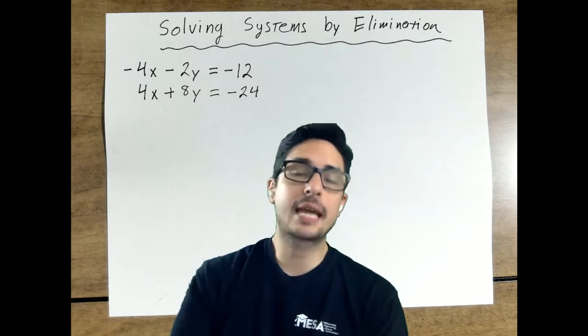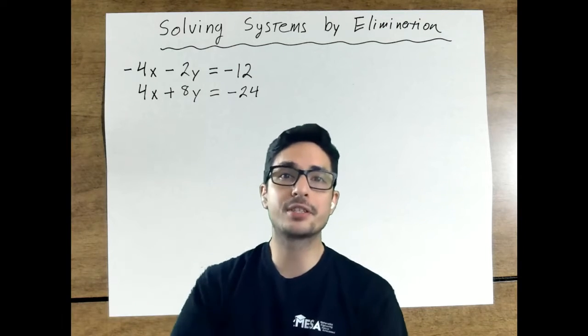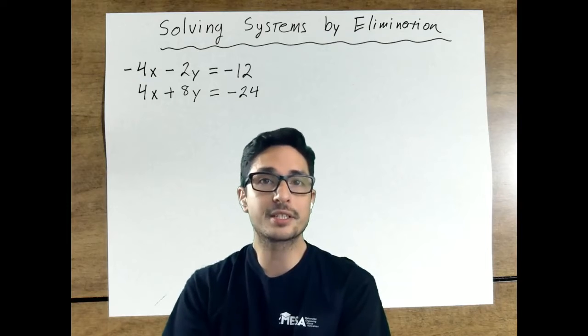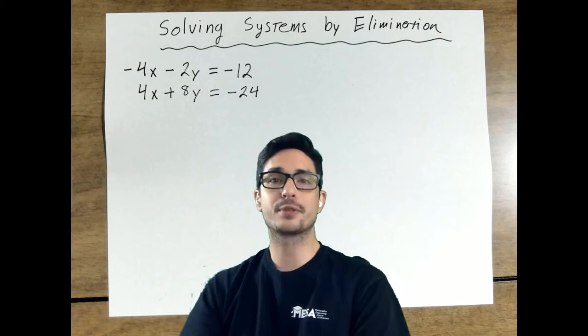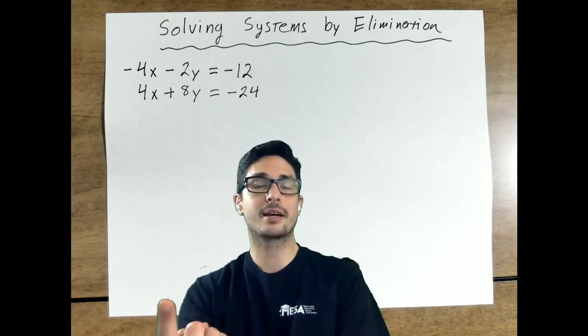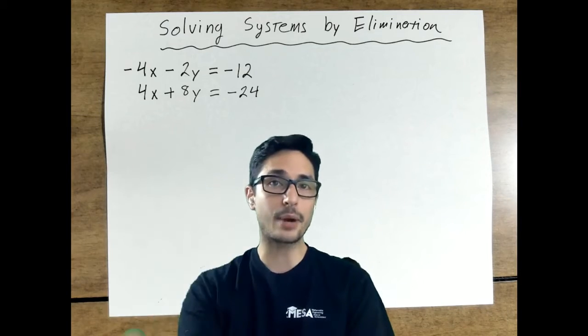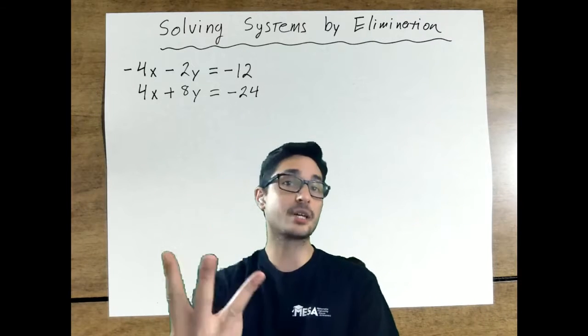Everybody, my name is Paul Dietrich, and today we're going to start a three-part series on how to solve systems of equations by three methods. The first one is going to be elimination, my personal favorite. The next one will be solving a system by graphing, and then solving a system by substitution.